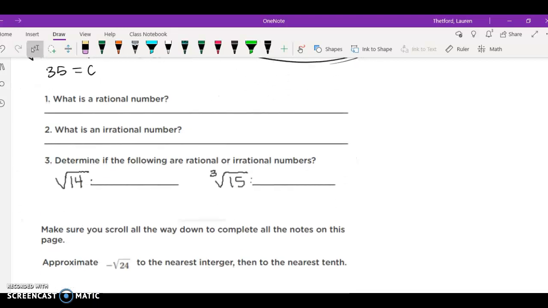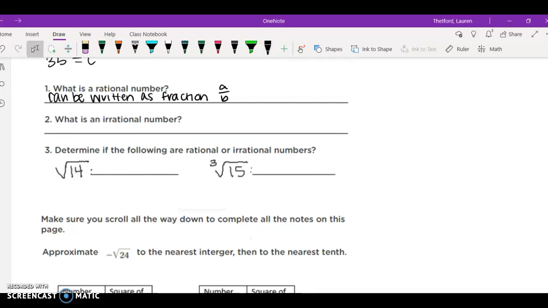All right, so what is a rational number? A rational number, remember, is something that can be written as a fraction. So any number that can be written as a over b. Also with ClassKick, you can type or you can write. Do whatever is best for you or easiest or fastest. It does not matter to me, but you can click to type on there as well.